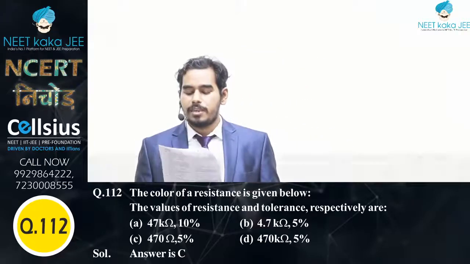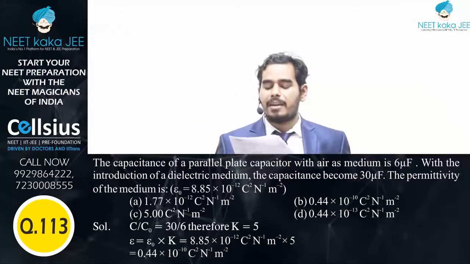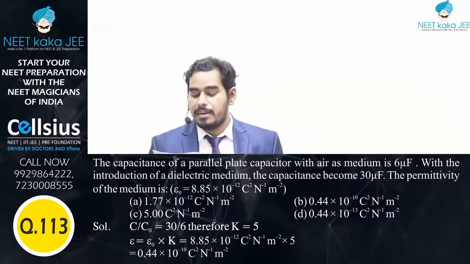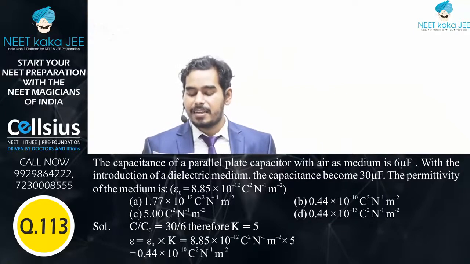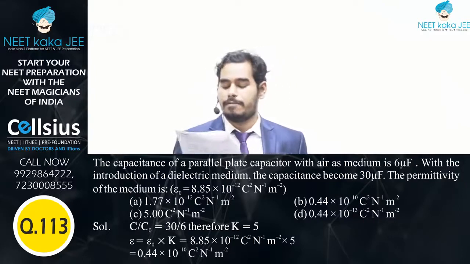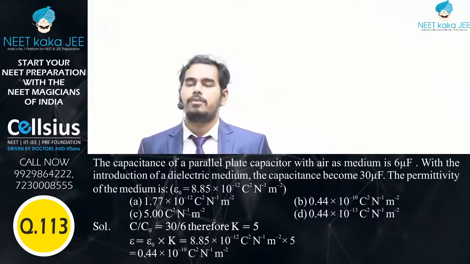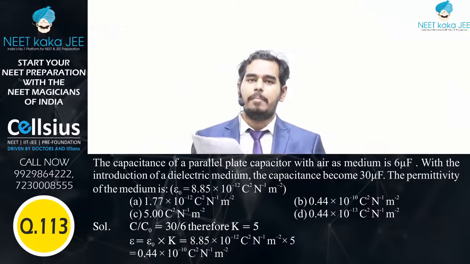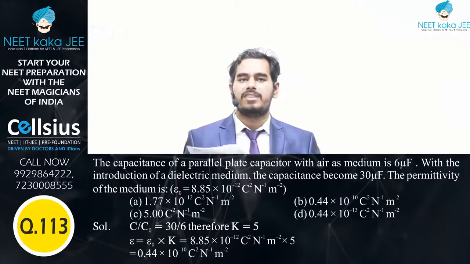Now, the next question is, the capacitance of a parallel plate capacitor with air as medium is 6 microfarad. With the introduction of a dielectric medium, the capacitance becomes 30 microfarads. What is the permittivity of the medium? So this is a very easy question. That is, C is K epsilon naught A by D, and C naught is simply epsilon naught A by D.